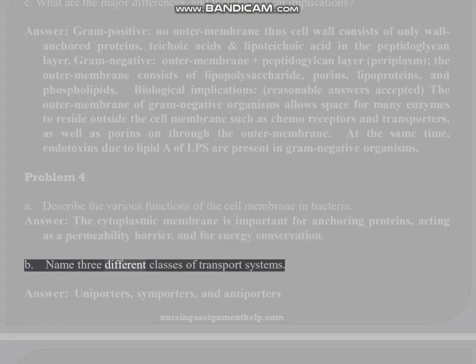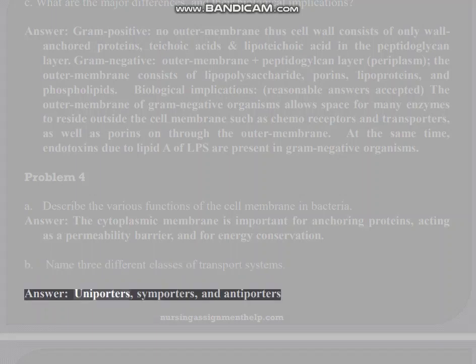B. Name 3 different classes of transport systems. Answer: uniporters, symporters, and antiporters.